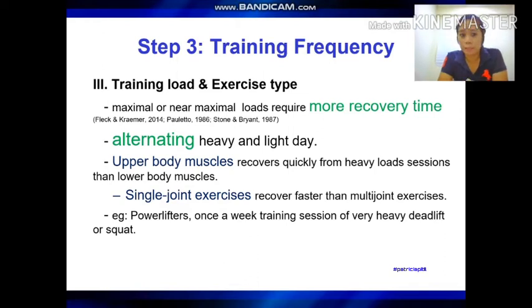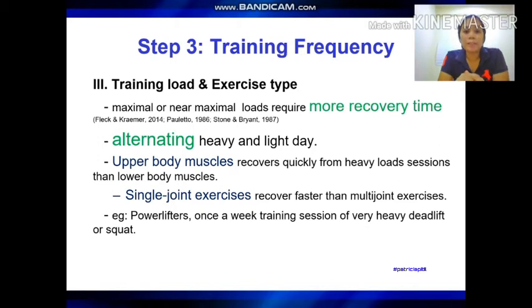Alright, step 3, still step 3, the third consideration in training frequency will be training load and exercise type. If the training load is maximal or near maximal, it requires more recovery time, therefore they need more rest. Okay, you can always alternate heavy and light days. Upper body muscles recover quickly from heavy loads in comparison with lower body. So if you are emphasizing more on upper body muscles, give more rest. Or we alternate the upper body rest, and then on the third day start the upper body again, because on the second day we are giving the other region of the muscles, right?